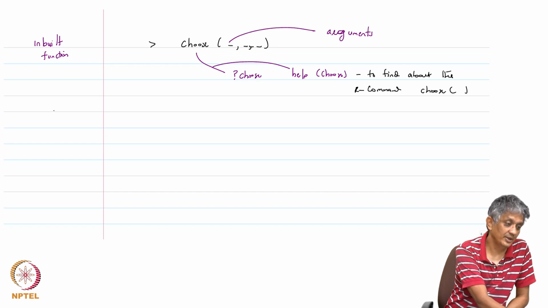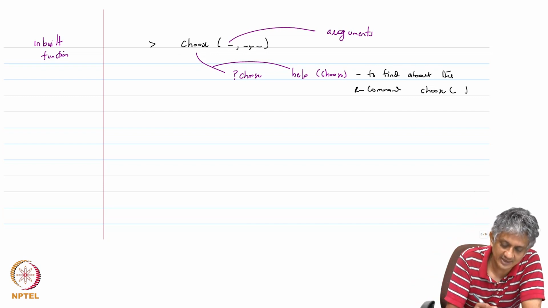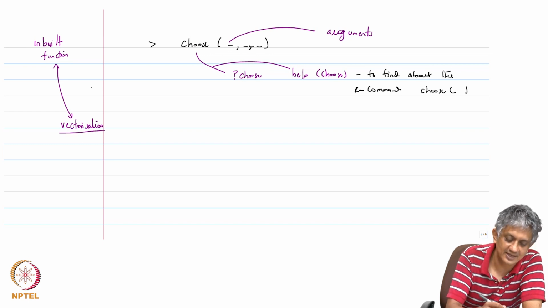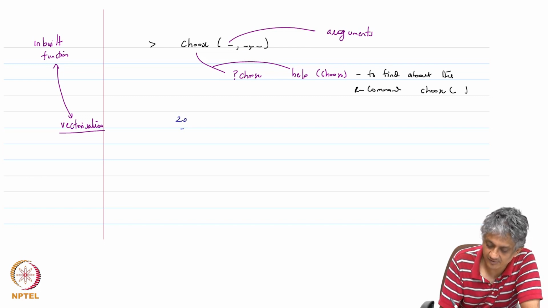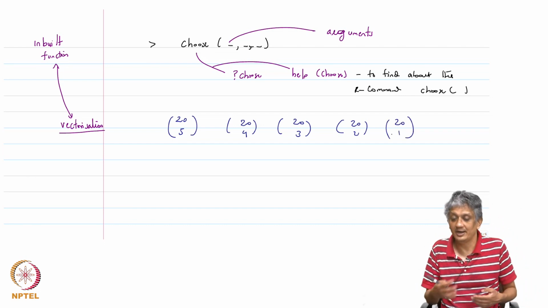The other thing you can do in R is use vectorization. Let's say we combine this with vectorization. Let's say I want to do 20 choose 5, 20 choose 4, 20 choose 3, 20 choose 2, and 20 choose 1. I want to do all this in one shot. I don't want to keep on writing the code again.